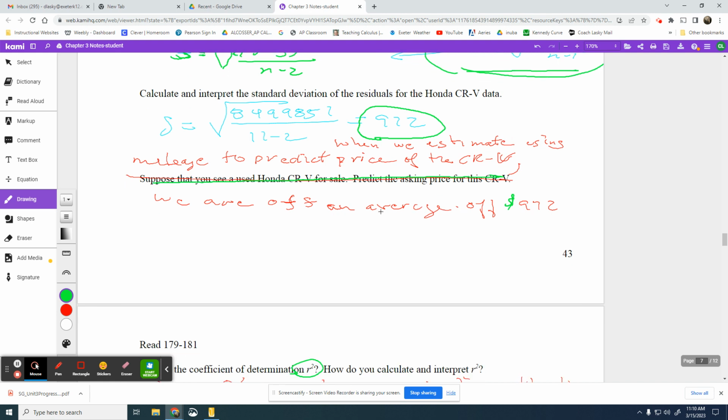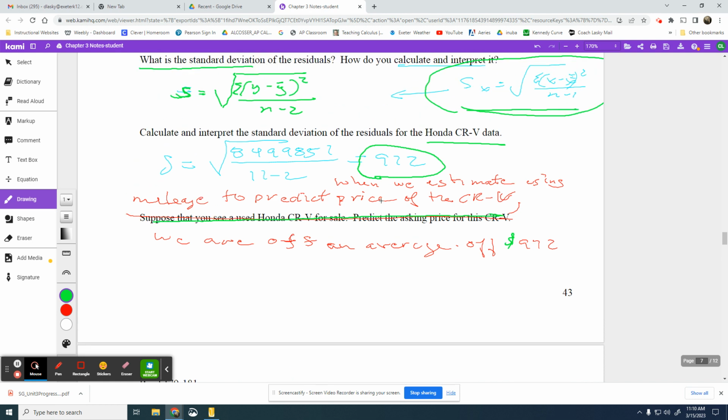Now, how do you calculate and interpret the standard deviation of the residuals? Basically, if you calculate the residuals for the CRV data using your calculator, you're going to get 972. What does that say? It says when we use mileage to predict the price of the CRVs, cross off that last question there, we are off by an average of $972. That's how you interpret that.